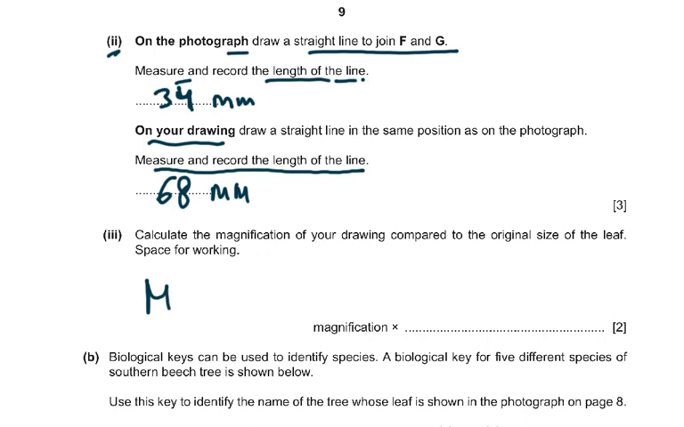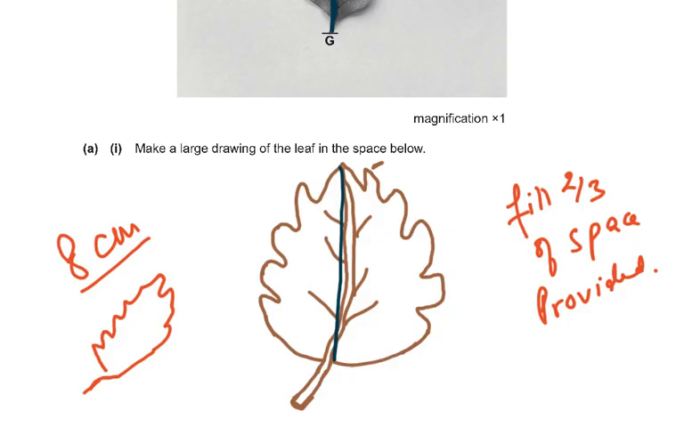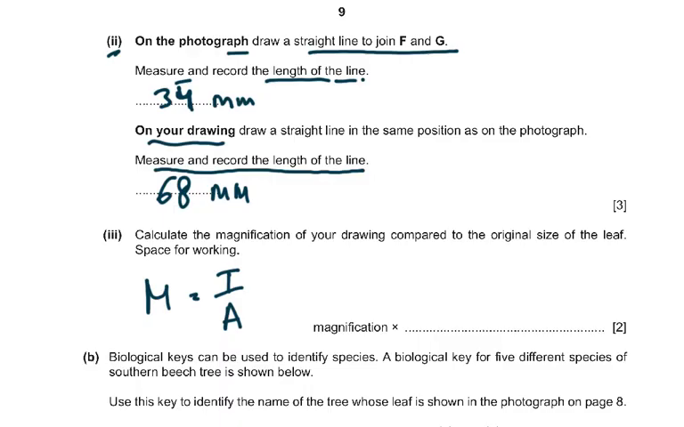You know magnification is equal to image over actual, but then let's look at this. If this was magnified only one time, then what do you do? Image over actual. So you do 68 over 34. And this is equal to 2, so it is magnified 2 times.